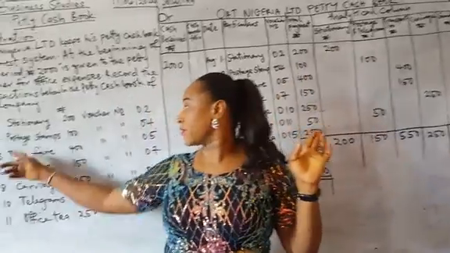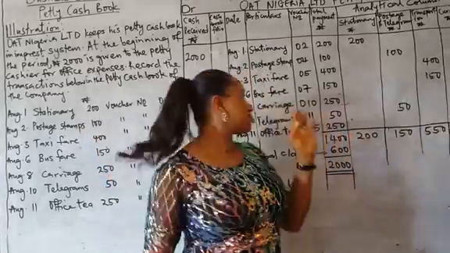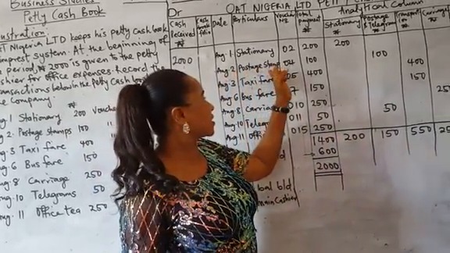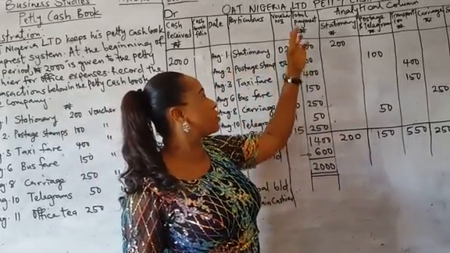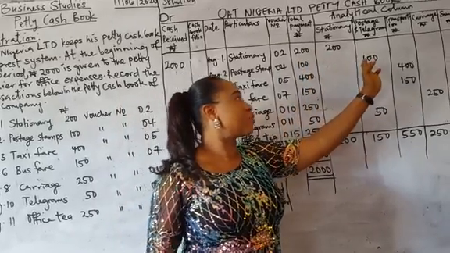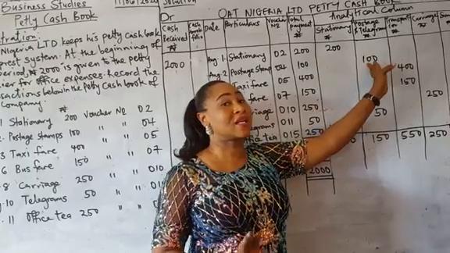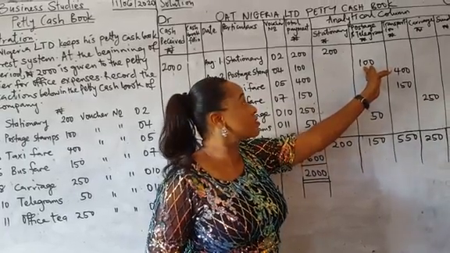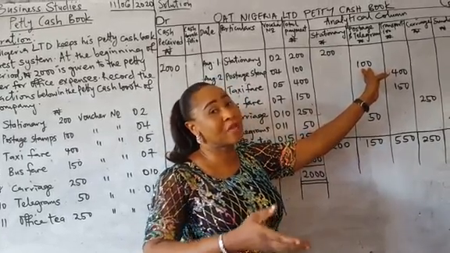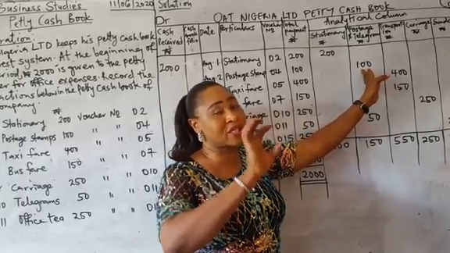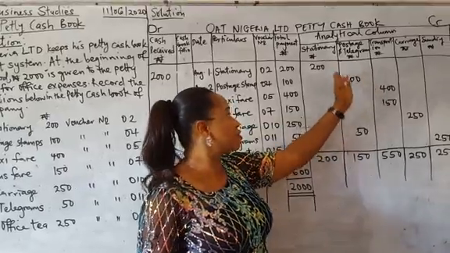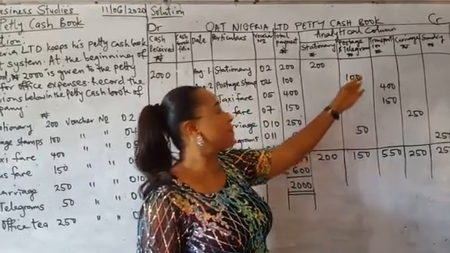Then on 2nd, postage stamp. 2nd here, postage stamp, voucher number, the total payment. Under it we created a column for postage and telegrams, because postage and telegrams are means of sending messages. That is why we have created a column for both of them. So we have 100 naira here.